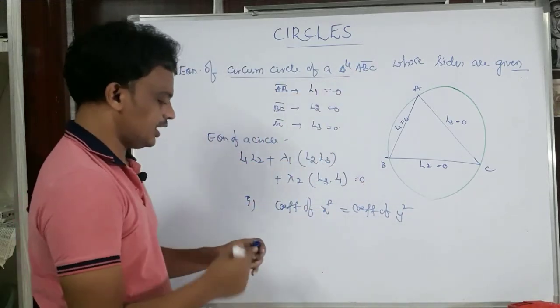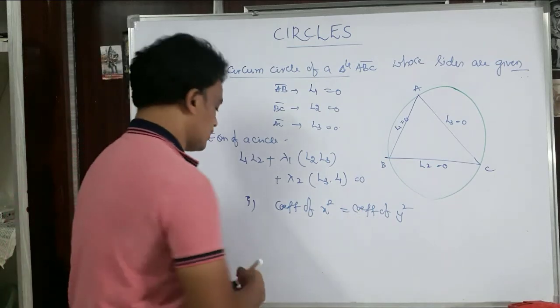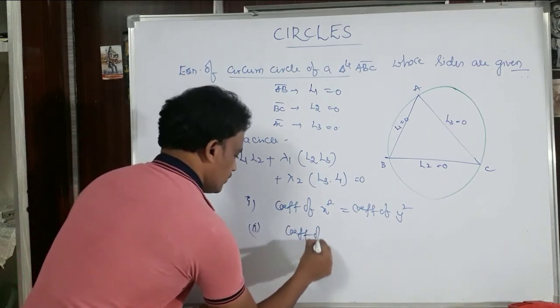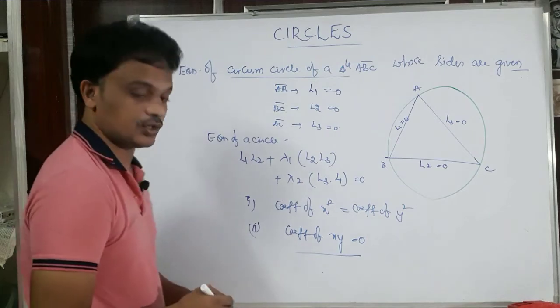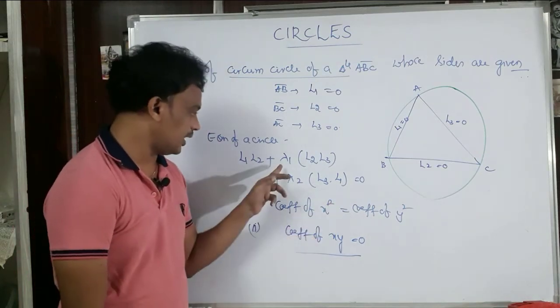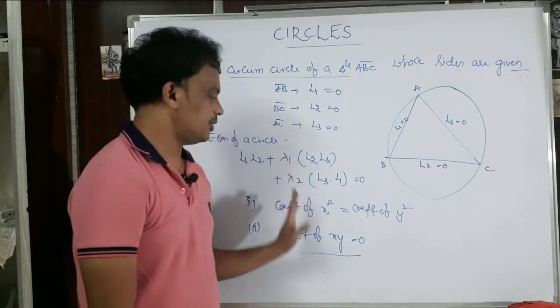Yes, so any second degree equation represents a circle. These are all our conditions. The coefficient of x square is equal to the coefficient of y square, and the second thing is the coefficient of xy is equal to 0. Yes, two conditions. By applying the two conditions, you are going to get the unknown variables lambda 1 and lambda 2. Right? So, very important thing.